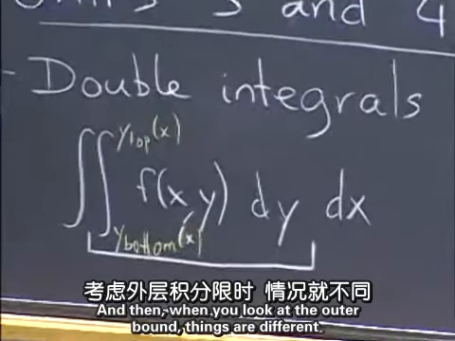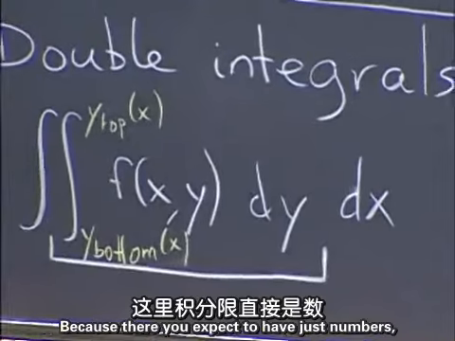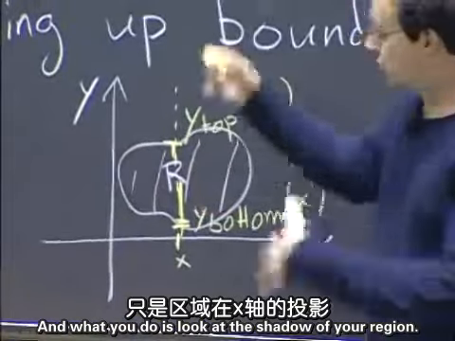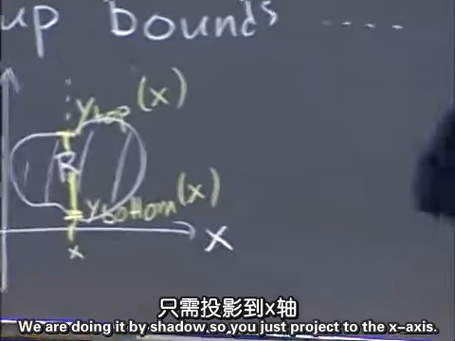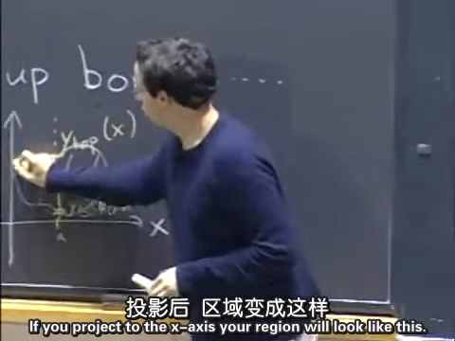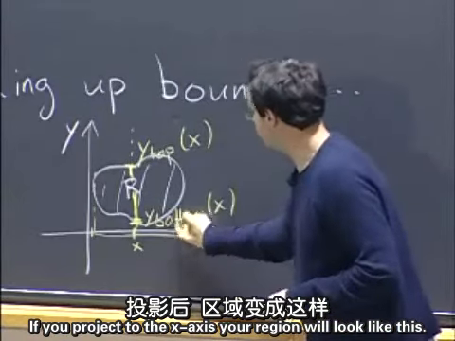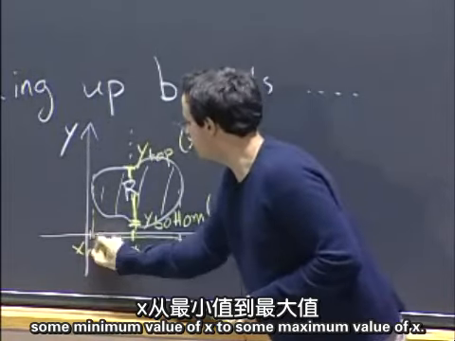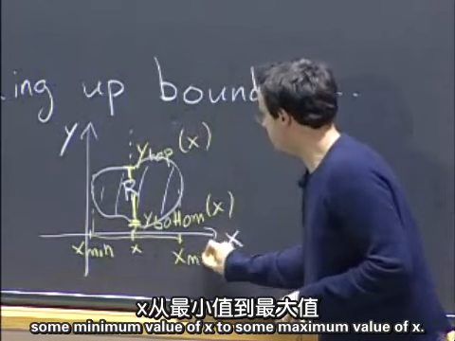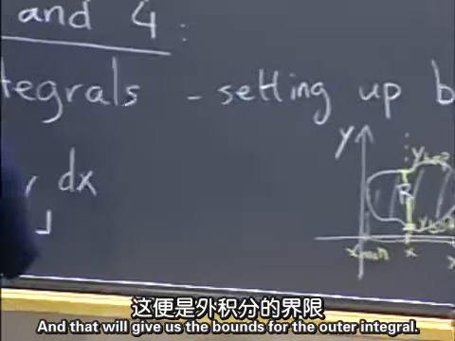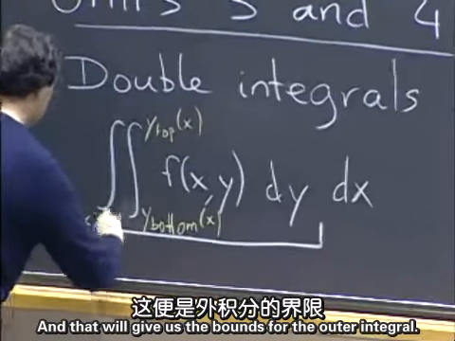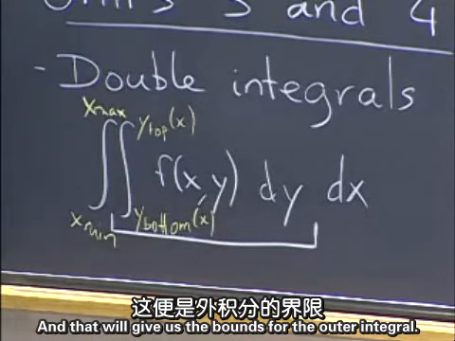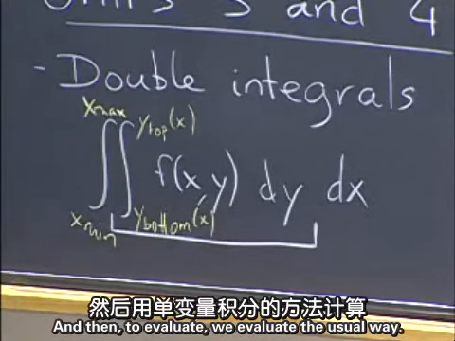And then when you look at the outer bound, things are different, because there you expect to have just numbers, no longer functions of anything. And what you do is you look at the shadow of your region. So what do I mean by shadow? You just project to the x-axis. Okay, so if you project to the x-axis, your region will look like this. So its shadow is going to be this interval from some minimum value of x to some maximum value of x, and that will give us the bounds for the outer integral. And then to evaluate, we evaluate the usual way.